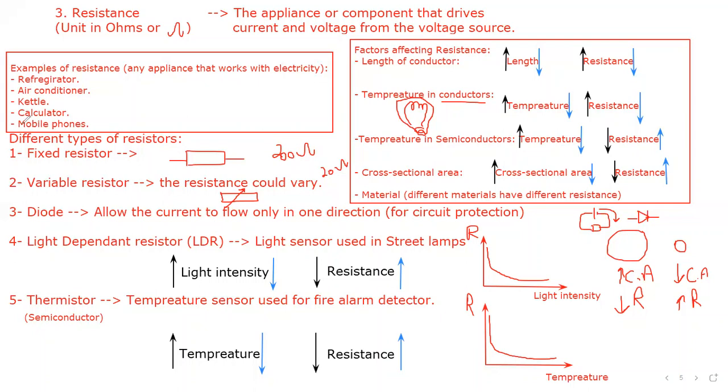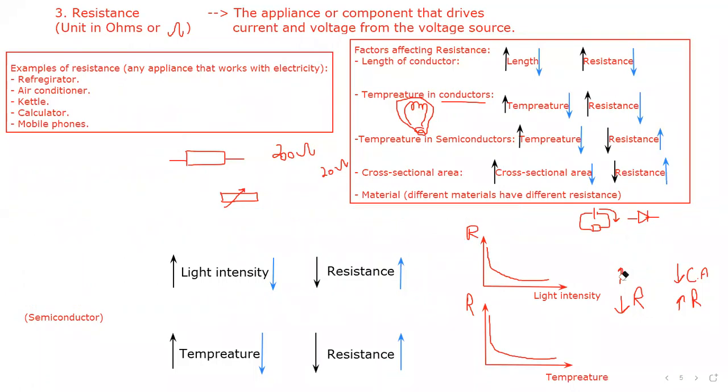And here is the curve. Please memorize this curve very well. As the light increases, what will happen to the resistance? The resistance will decrease. That's for the LDR.